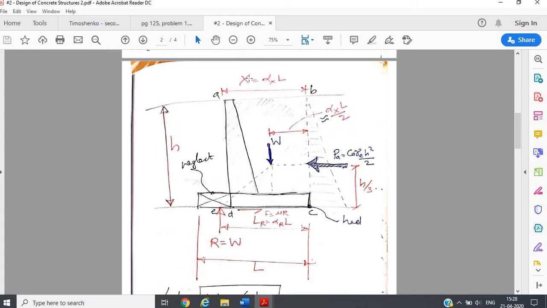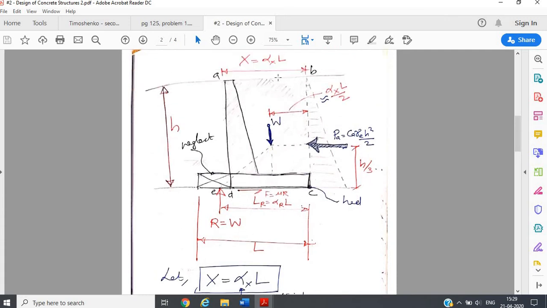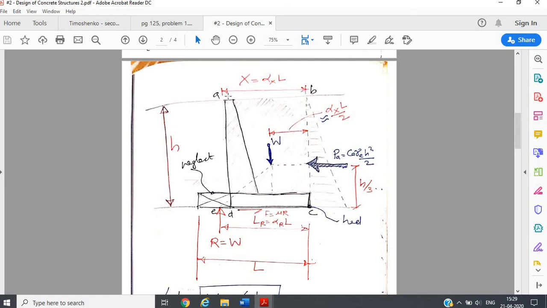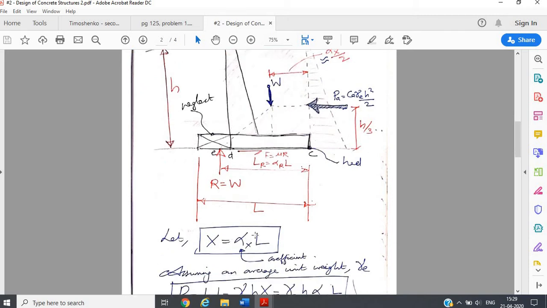Now let us take x. As we said, this R depends on the total weight, which depends on the length of this portion, because depending upon how much length you have, that much weight of soil will be acting downwards and contribute to R. So let us take the total length x as a proportion of L. Obviously L is higher because L also includes the length of the top portion. So let us take x, which is the portion from the vertical stem to this heel portion, as alpha times L, where alpha is obviously some coefficient which is less than 1.